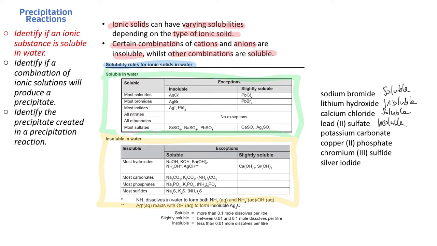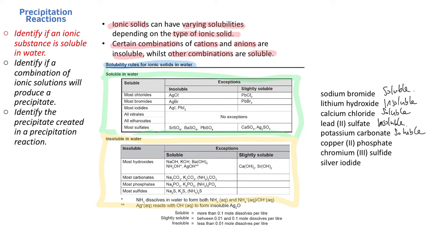Let's have a look at the next one, potassium carbonate. We look over here and we see that the carbonates are here. They're generally going to be insoluble, but then we look if it's an exception. So we look at potassium. Is potassium an exception for carbonates? Yes, it is. Potassium carbonate is an exception to the rule, so it's going to be soluble.